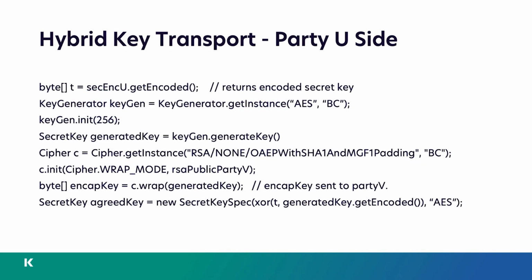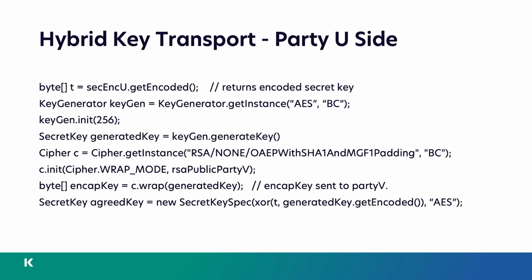So this is party U side. In the first line, we get the T value from our PQC, and now we want to request a key generator from the Bouncy Castle provider. In this case, we're going to request AES, and we're going to initialize it to be 256-bit secure. Then we can use the generate key function to get our secret key. So basically what party U is going to be doing is they're going to generate a secret key, and then they're going to encapsulate it and send it over to party V.